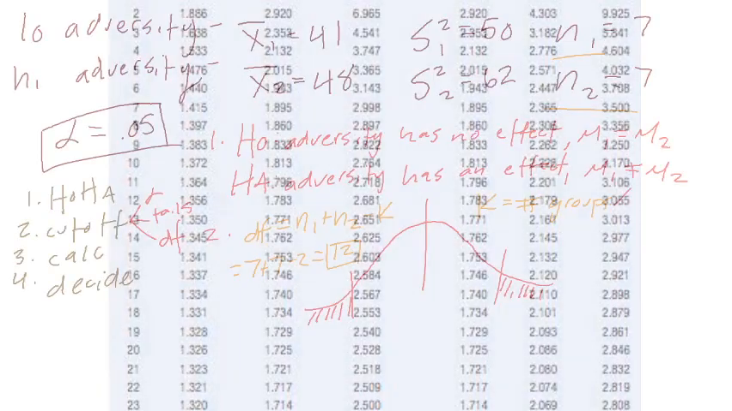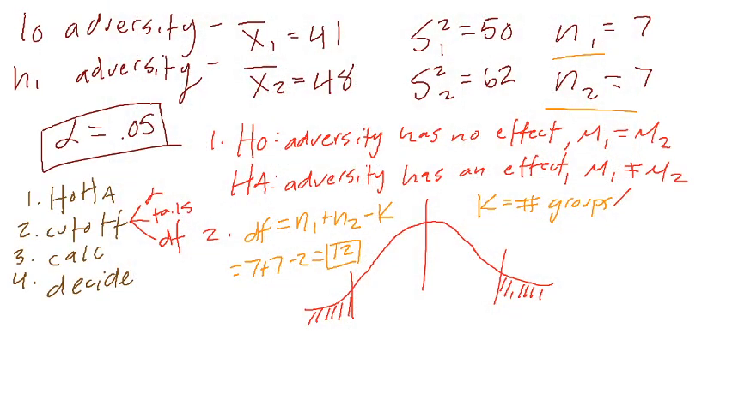And if you move down to 12, you'll see a value that is 2.179. I'm going to go ahead and write that down. So we have negative 2.179 and then positive 2.179. So hopefully you see how this is pretty similar to our z-test. Now what we need to do is calculate t using that formula and see if our value exceeds these values.